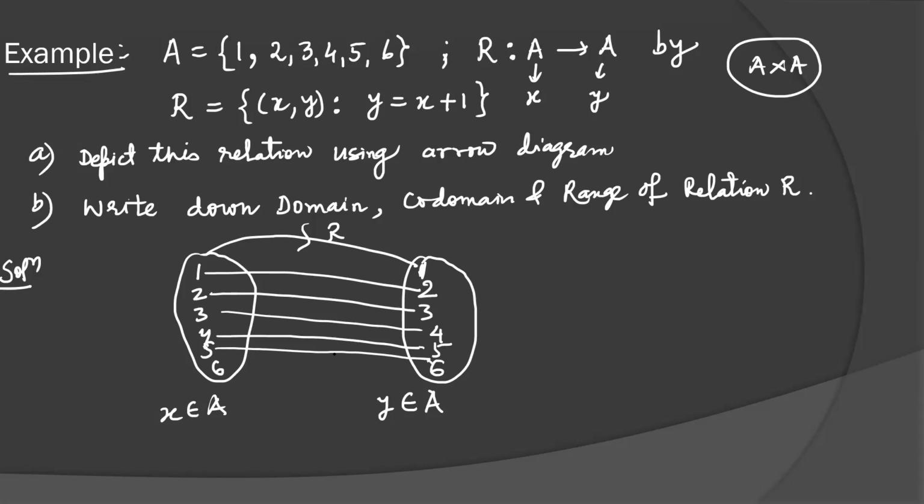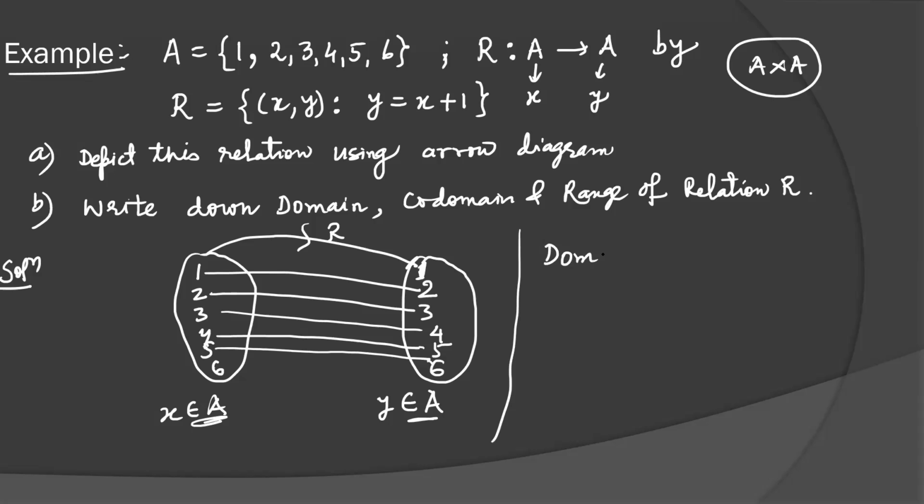You can see that 6 is not mapped here, because if you put x equal to 6, y is going to be 7, but 7 does not belong to set A. Similarly, 1 is not coming from anywhere, because y will be 1 when x equal to 0, but 0 is not in set A. It means 5 elements on this side are mapped with 5 elements on this side. So this is the arrow diagram.